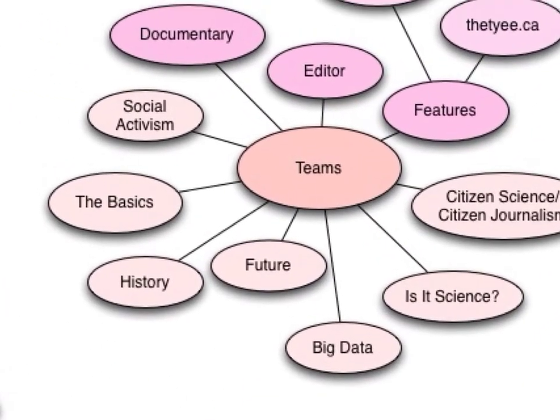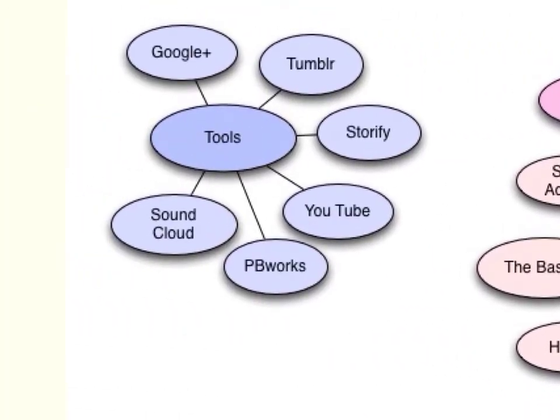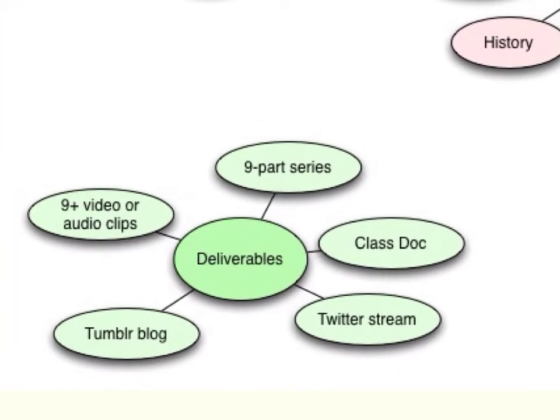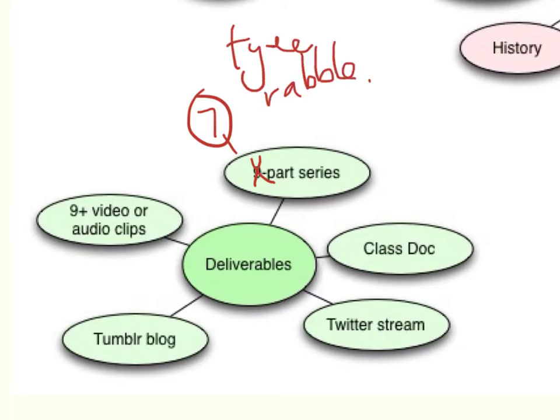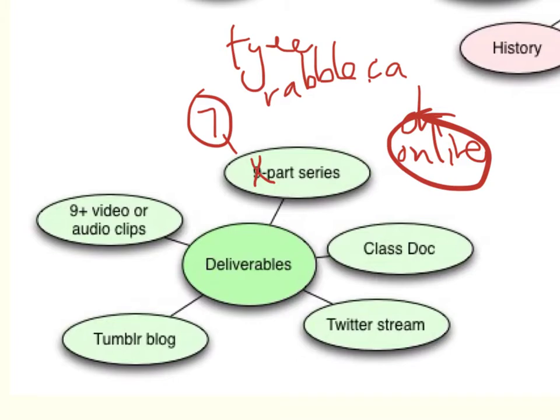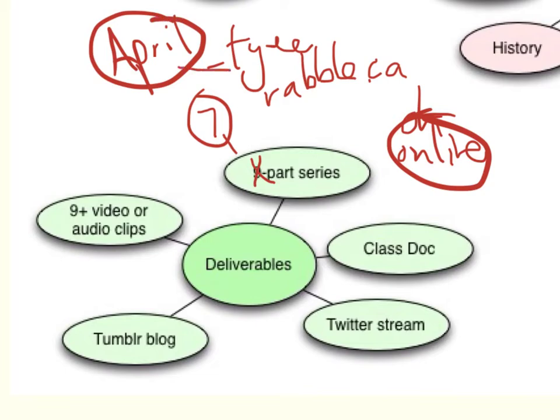So I could say, we're going to be working with a variety of teams on this project, a variety of tools, and we have a lot of deliverables. So let me just dwell on the deliverables for a minute. I can change my writing tool and say this is going to be a 7-part series, and it's going to be on the Tyee and also on Rabble.ca. Rabble.ca and the Tyee are online publications. And we've got to get that to them by April. So I can be writing here, working away on this, and we can continue on with this.